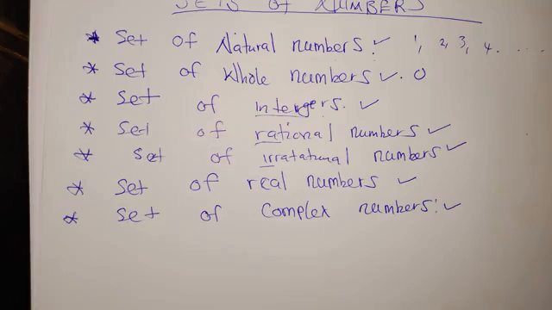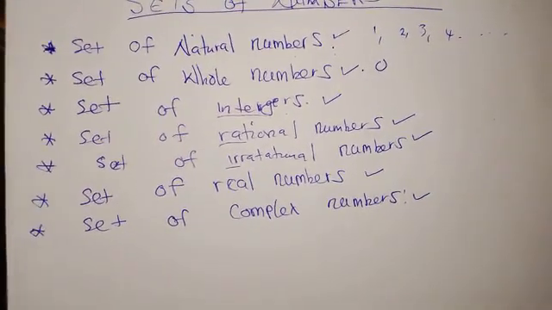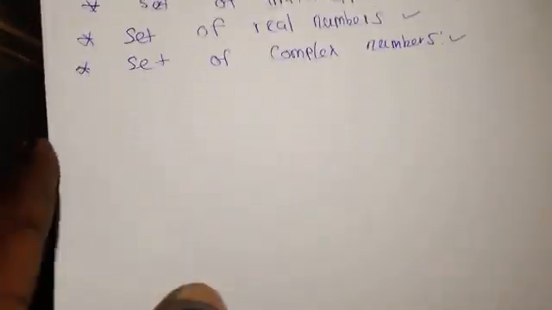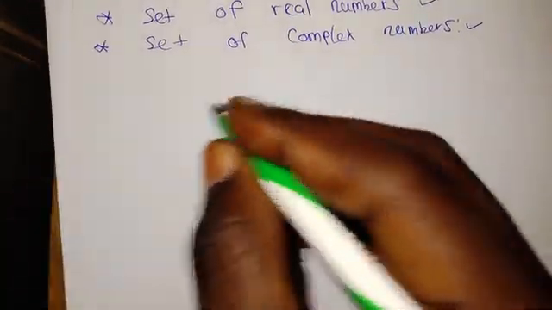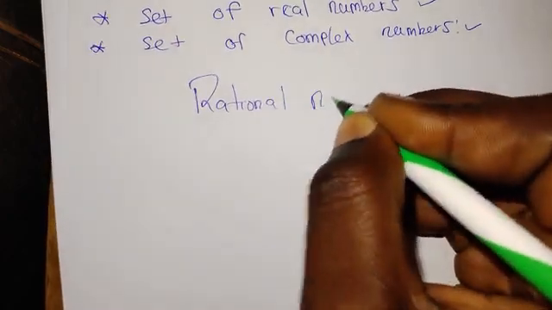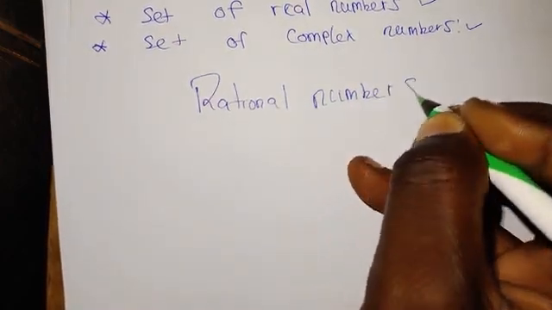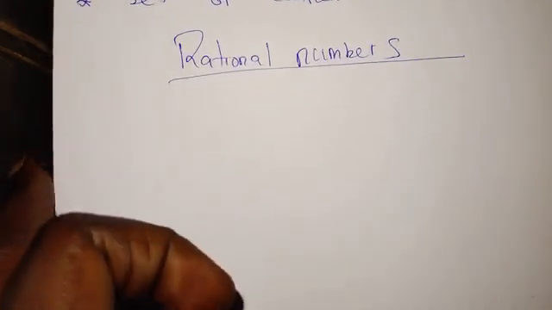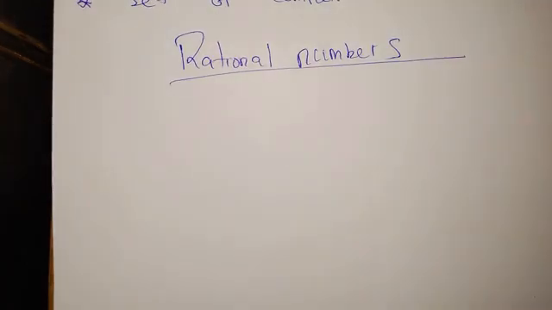So our focus for today is on rational numbers. That's our emphasis for today. So we'll look at rational numbers. At the same time, we'll also touch the definition of irrational numbers. Once you understand the rational number, automatically you're able to define what an irrational number is.